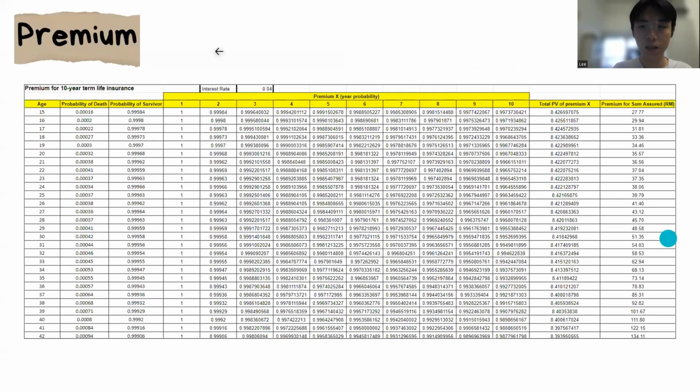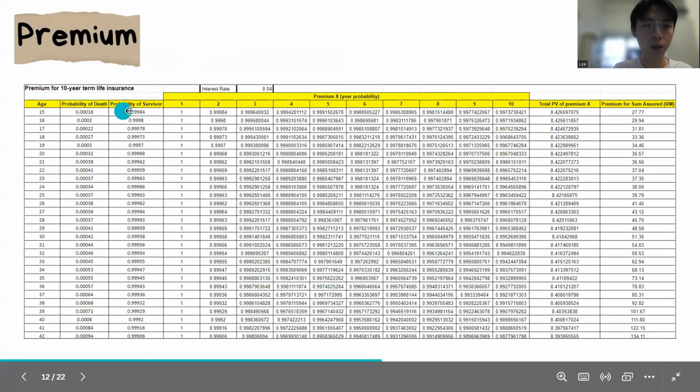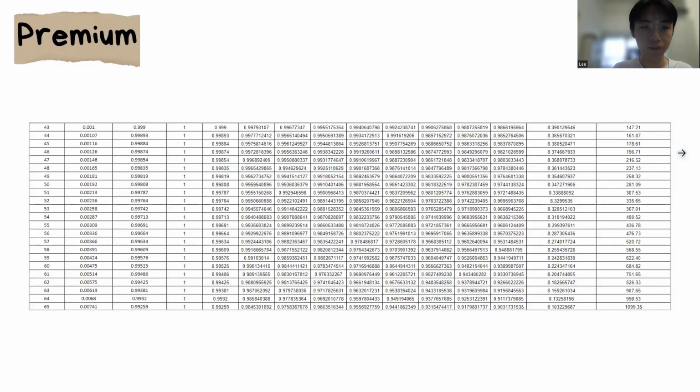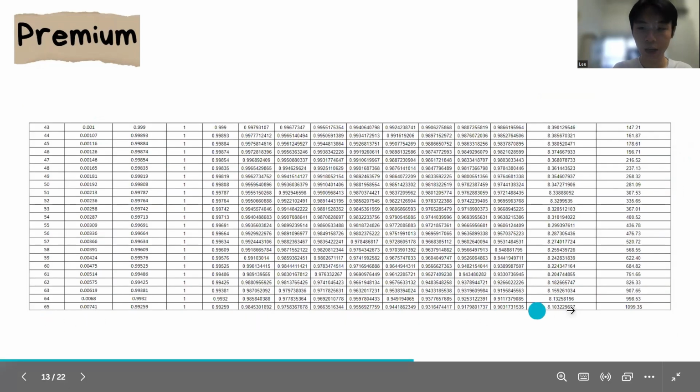On the premium side, this is how we calculate the annual premium. So we also stated from age 15 to 65, and we put probability of death and probability of survival, and later more of the calculation will be explained by Xingfu. So I just go through. So this is the premium for sum assured calculated for different ages. As you can see, the older the age, the higher the annual premium. At age 65, the annual premium is approximately 1,100.